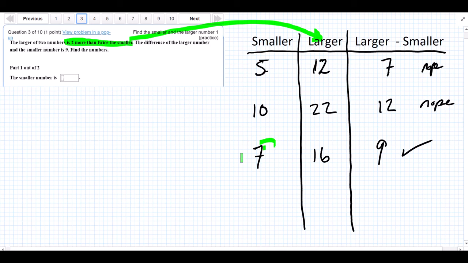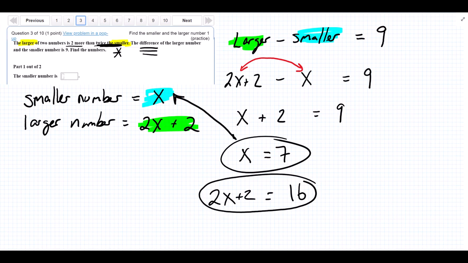It got us the right answer, but it's not always clear how much work it's going to take using trial and error. I like the approach using algebra.